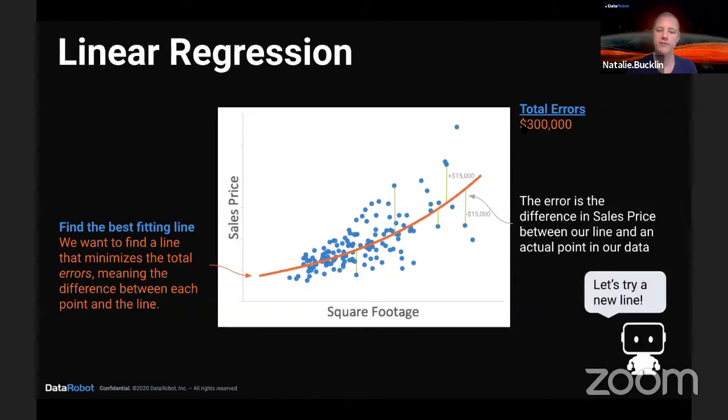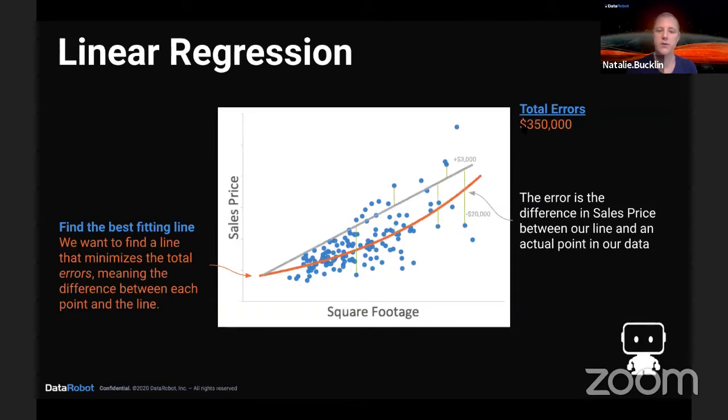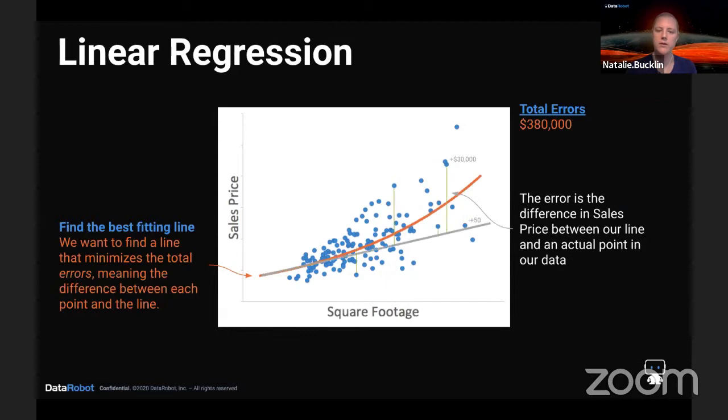So let's try a different line. Now we have a new line that is this gray line, and we have a new measurement of difference from the line. This point has now become $3,000 above the line, and this point has become $20,000 below the line. Let's try one more line. Now we have a new line, and we have another measure of difference from the line. In this example, the total error is $380,000.